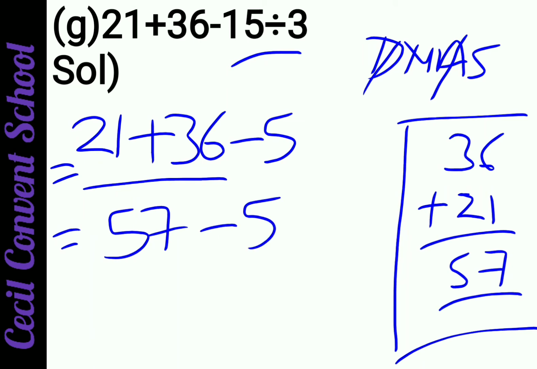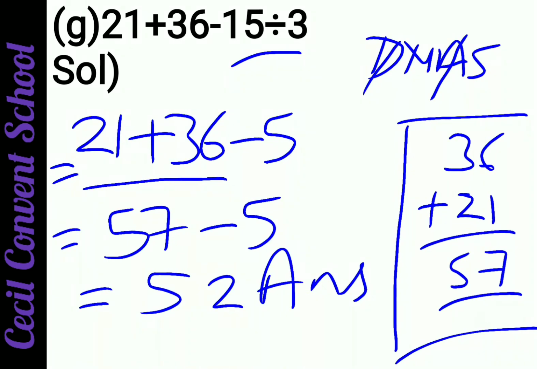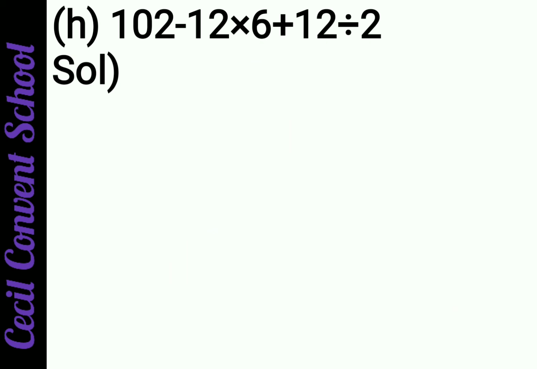57 minus 5. After A is S. So the answer will come 52. Clear? In this manner we do G part. After G part we will do H part. In H part again, students, you will write down DMAS in the side.